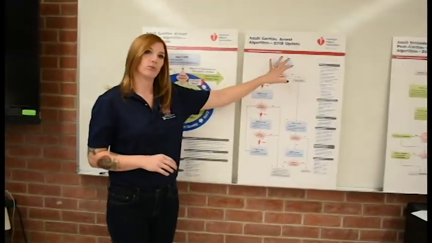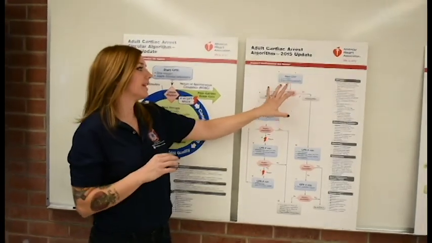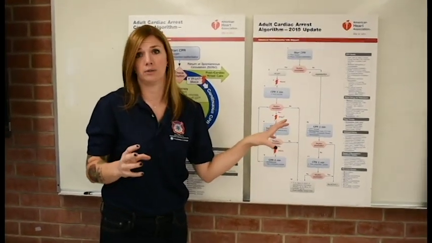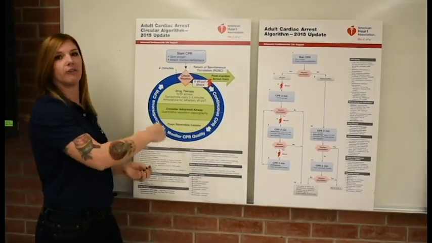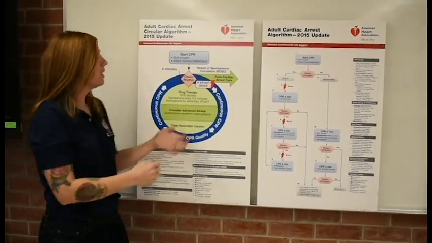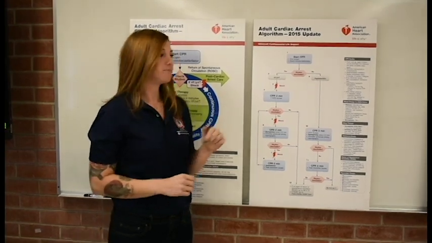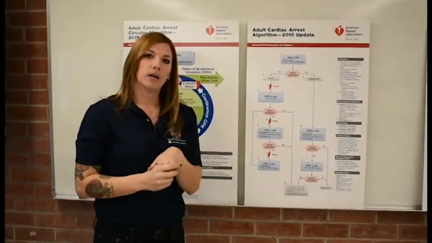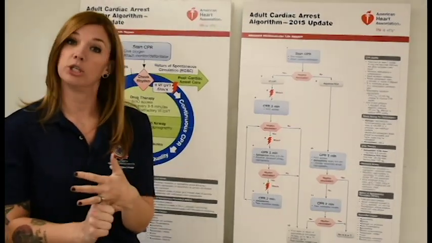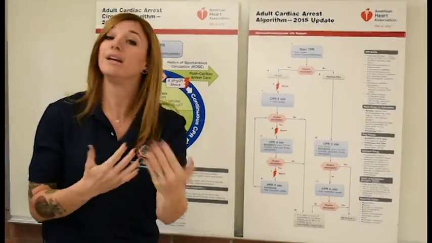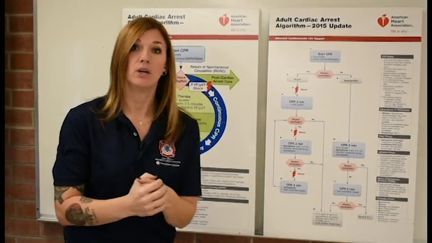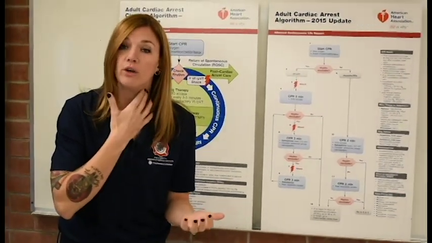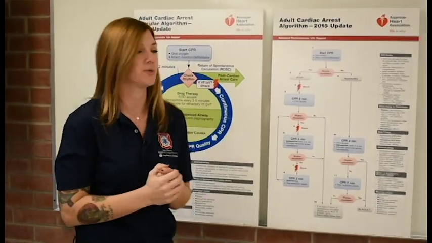But on this algorithm, it breaks it down more into this nice tree that you can follow. So it gives you more of a step-by-step rather than reiterating every circle around. We can start looking here. If we start CPR, we find our patient, either you find your patient down or you have already made contact with your patient and they've gone pulseless for some reason. You start CPR right away once you feel for and don't feel a pulse.